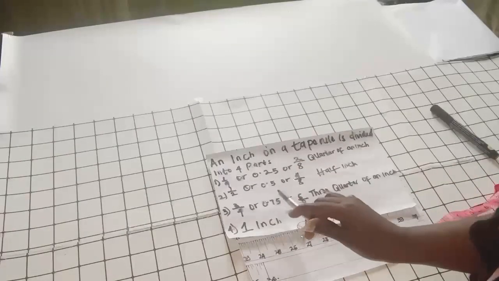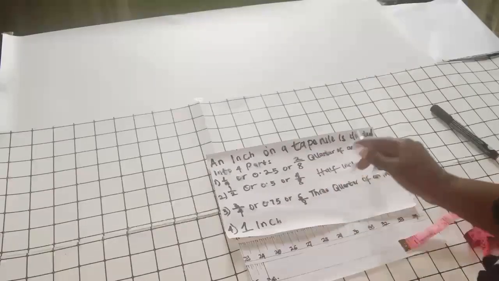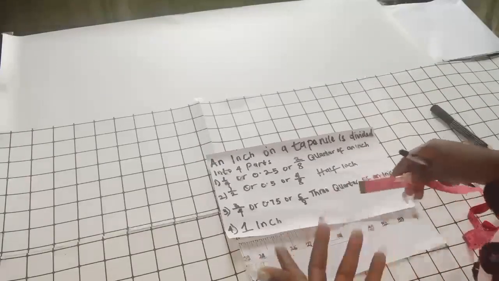An inch on a tape rule is divided into 4 parts. So we are going to be taking that one by one. The first part is 1/4 of an inch, the second part is ½ inch, the third part is 3/4 of an inch, and the fourth part is an inch, or 10 inches, however you want to have it.